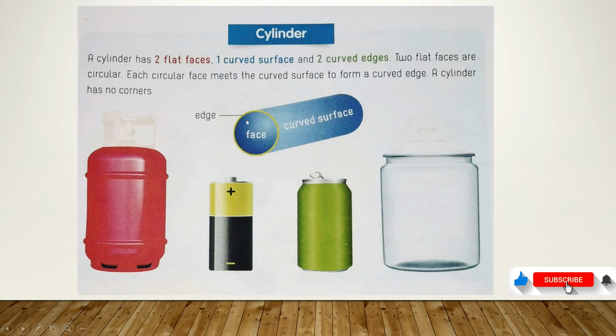So this circular face and the bottom side circular face meet together to form a curved surface. So this entire area is the curved surface of this water bottle. For this container, this area is the curved surface and it is joining the upper flat face and the bottom flat face. So all these shapes are cylinder shapes. Here is a cylinder which is used in the kitchen. So this is a battery and this is a can and this is a container. All these shapes are cylindrical.